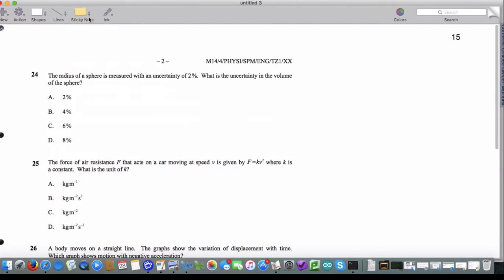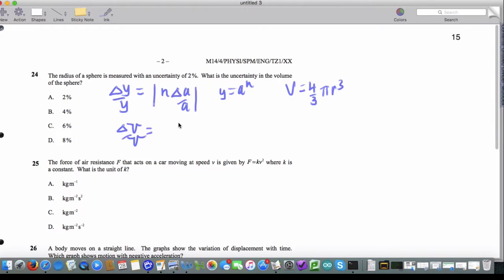So again, for powers, delta y over y equals n times delta a over a if y equals a to the n. So taking this into account, since the volume is 4/3 pi r cubed, that means delta v over v is going to be, these are all constants, so that's going to be 3 times delta r over r, which is going to be 3 times 2%, and that's giving me 6% error for choice C.